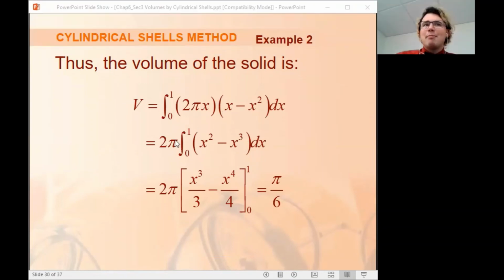So as before, I can pull out that 2 times pi, and I have the integral of a fairly friendly looking polynomial. And after the fundamental theorem of calculus, I get pi divided by 6.